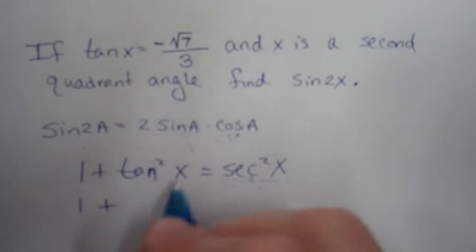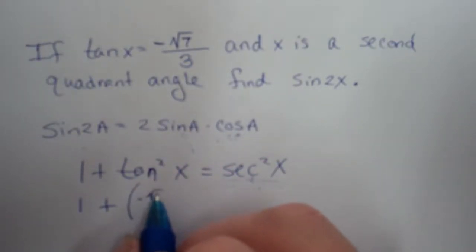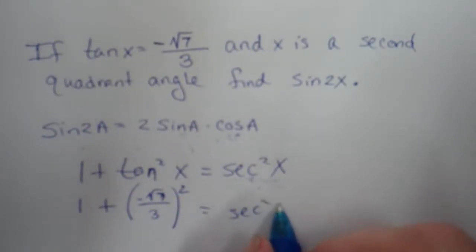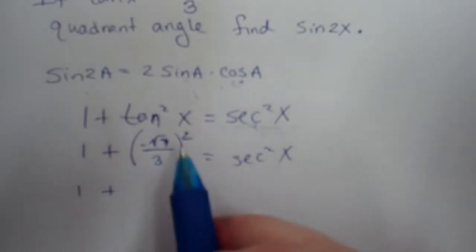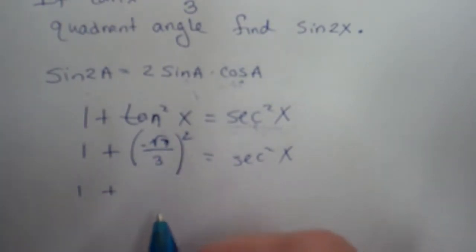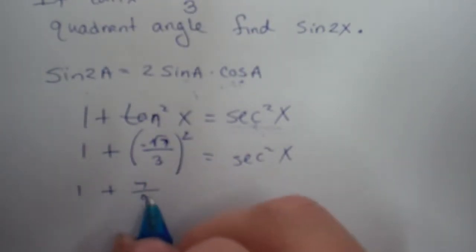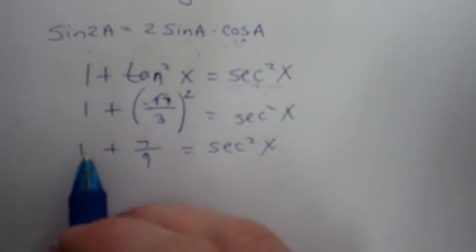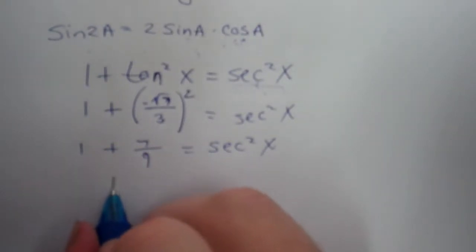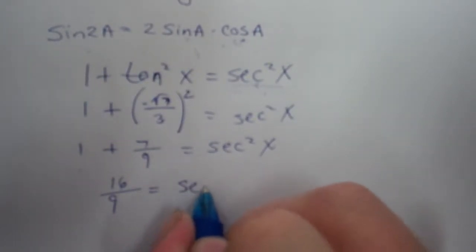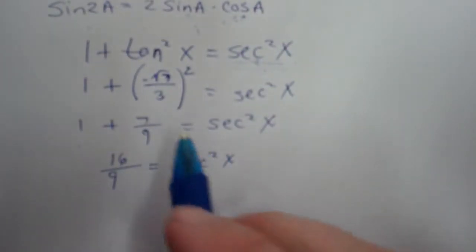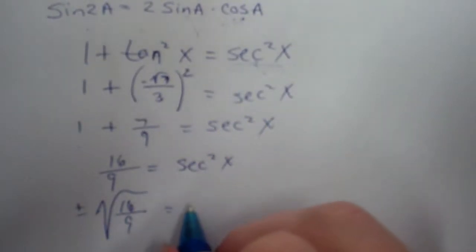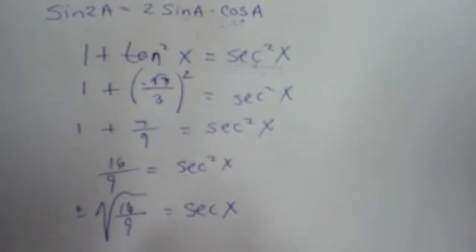So 1 plus, let's substitute. We're substituting in negative radical 7 over 3, and then we square it, is equal to the secant squared of x. So this is 1 plus negative radical 7 squared is just 7, and then 3 squared is 9, so this is 1 plus 7 ninths is equal to secant squared x. 1 plus 7 ninths is like 9 ninths plus 7 ninths, so this is 16 ninths is equal to secant squared x. Let's take the square root of both sides, so we have plus or minus the square root of 16 over 9 is equal to the secant of x.